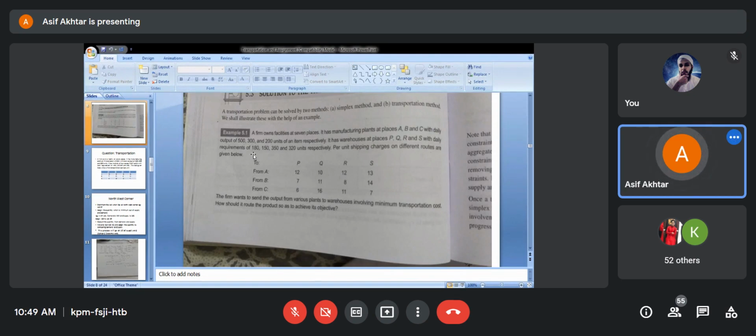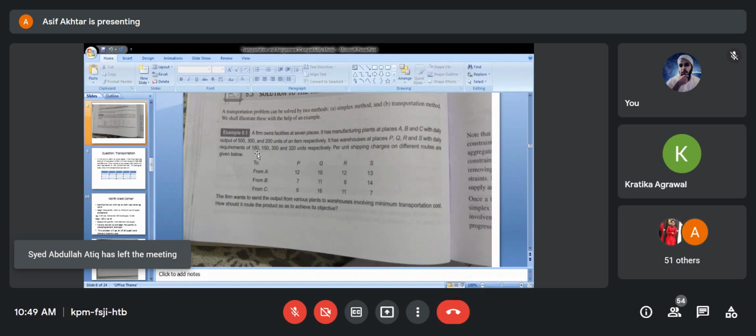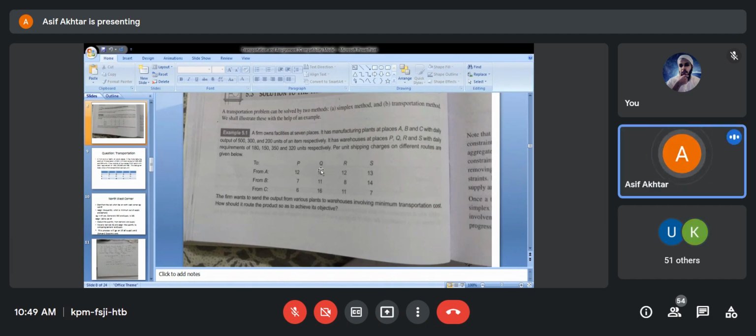Correspondingly, there are figures for the requirement of the warehouses. PQRS with daily requirement 180. What do you call this requirement in the language of transportation? Demand. P की डिमांड कितनी है? 180. Q की 150. आगे बताएं. So 350 R की है और 320 S की है. So these are the demand.